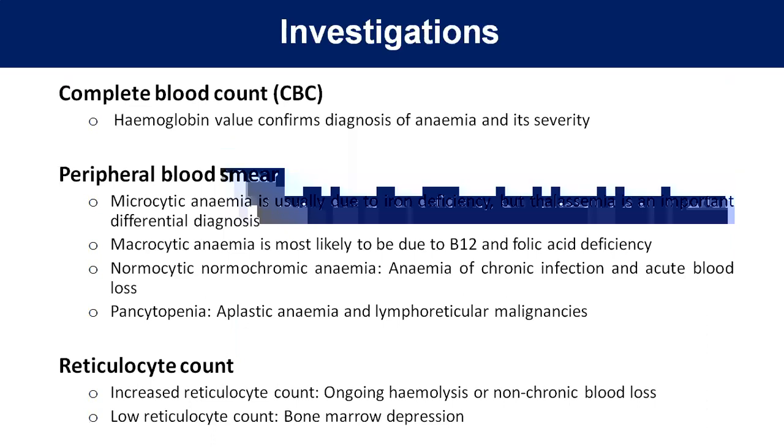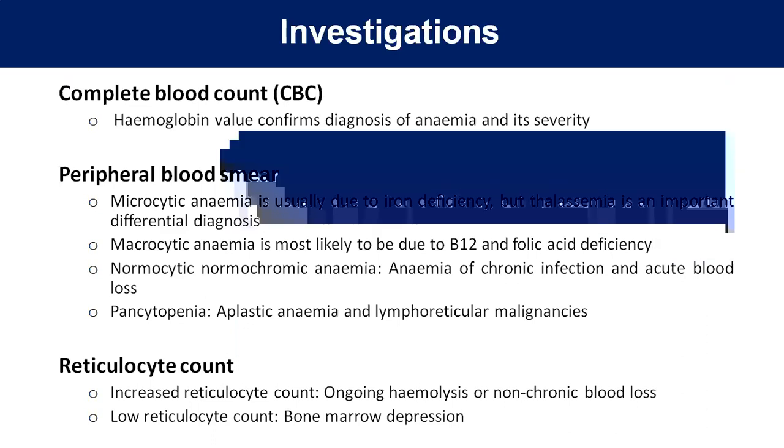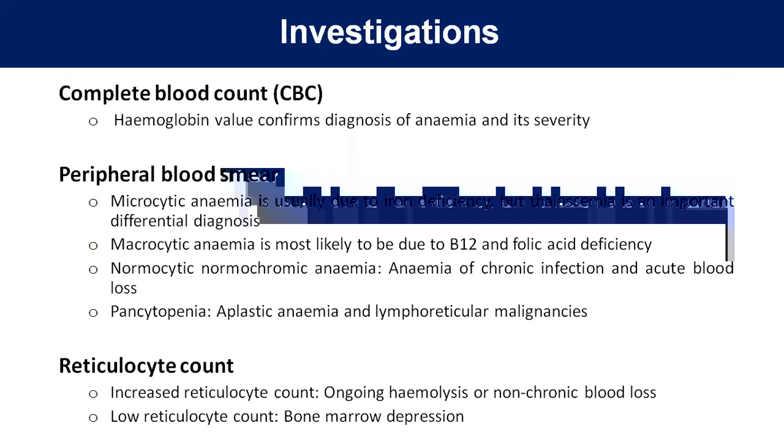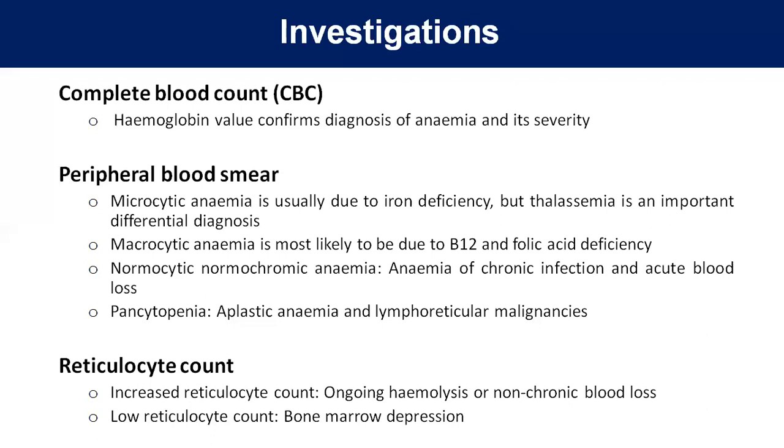So after thoroughly examining the child, we move on to investigation. Complete blood count, firstly, which will give us the hemoglobin value to confirm the diagnosis of anemia and its severity. Next, we have to look at the peripheral blood smear. Does the child have microcytic anemia, which is usually due to iron deficiency, but thalassemia is also an important differential diagnosis. Macrocytic anemia, meaning the red cell volume is increased more than 100 fL, is likely due to vitamin B12 and folic acid deficiency.